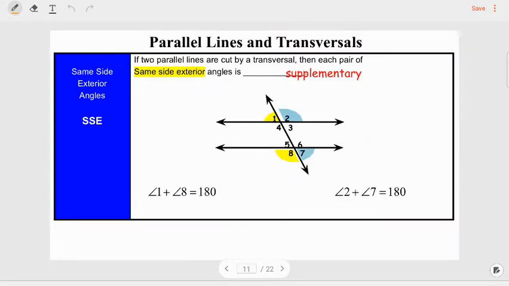If I look at a different diagram, even though I've got my line slipped, here's my line that I want to stay on the same side of. Angle 1 and angle 8 are both on the exterior. Okay, remember this is the interior. And they add to 180. And 2 and 7. So same side exterior.